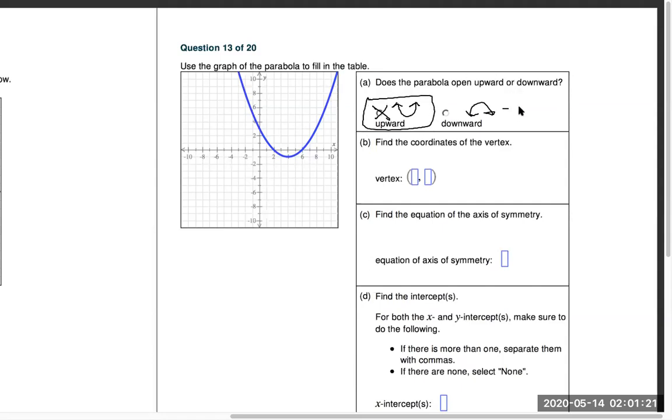And just to add, if you had your quadratic functions either f of x equals ax squared plus bx plus c, or f of x equals a times the quantity x minus h squared plus k, this would correspond with a being greater than 0.